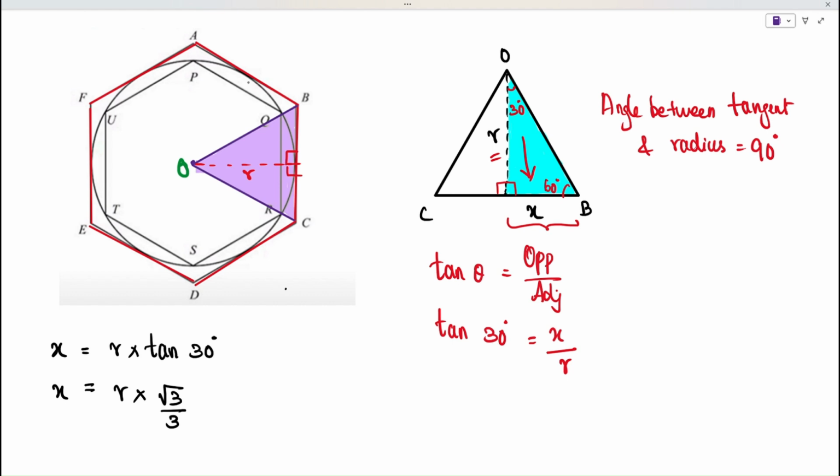Now, we have to get that one section into the whole perimeter of our hexagon. So our value of x is just half of one of the sides. So we have to multiply our value of x by 2 to get the length of one side. This is quite simple. So 2x is just equal to 2 times r times root 3 over 3.